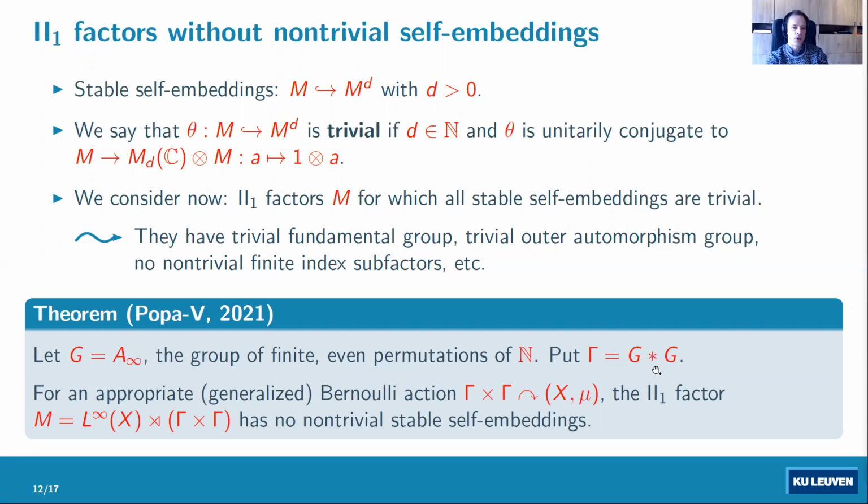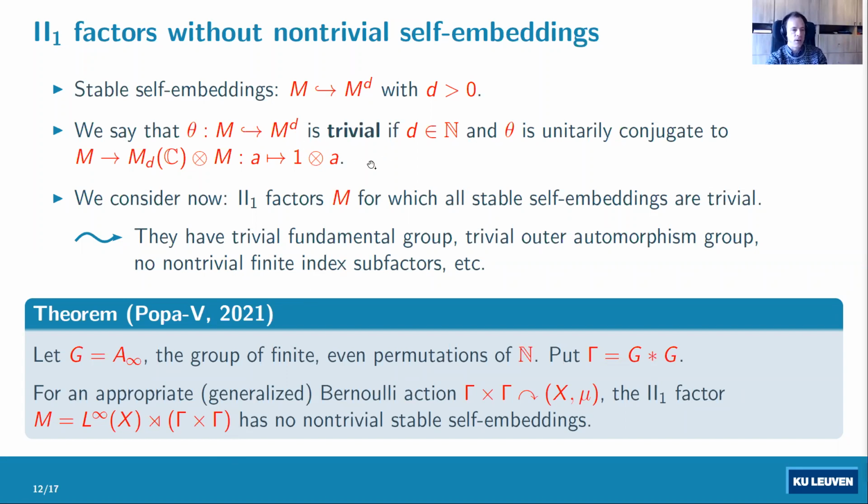You take its free product with itself, and I will not write a concrete formula, but we have a concrete and again generalized Bernoulli type action, such that this cross product II_1 factor has no non-trivial self-embeddings, because we are in this world where we can completely describe any embedding of M in amplifications of M. Okay, so these are concrete constructions of II_1 factors without stable self-embeddings, except the trivial ones.